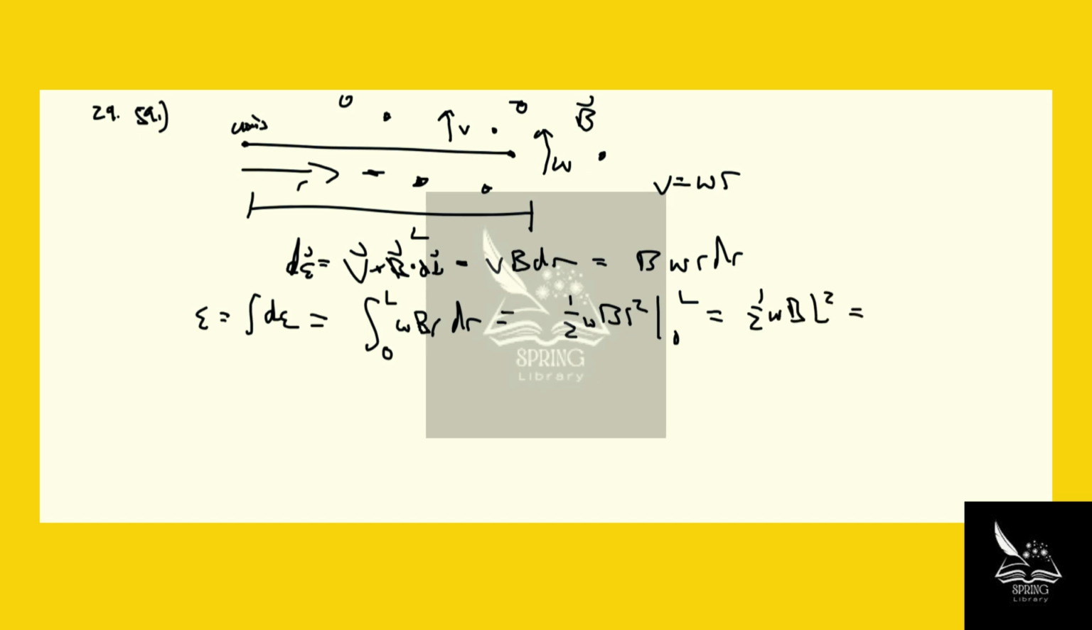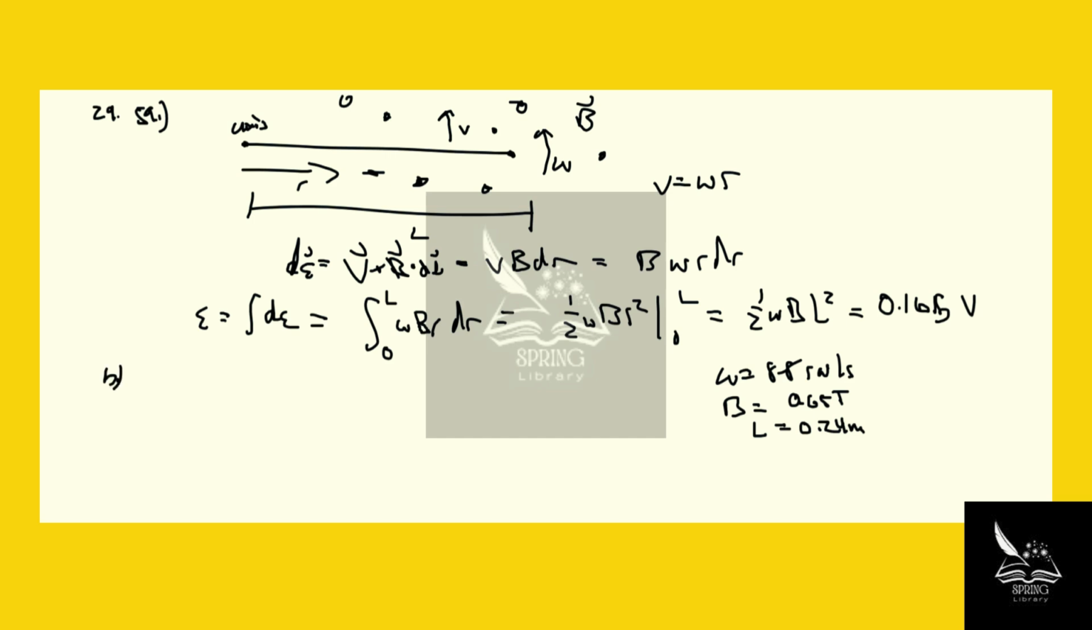If we plug in our values, they tell us omega is 8.8 radians per second, B is 0.65 teslas, and L is 0.24 meters. So we can plug all that in, and we see this comes out to an induced EMF of 0.165 volts. Cool.